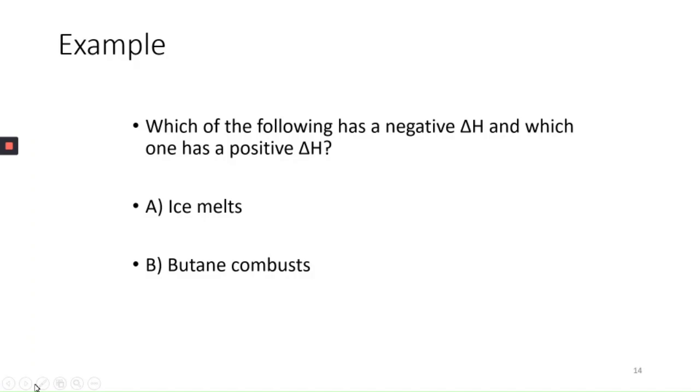So let's see if we could apply this. Which of the following has a negative delta H and which has a positive? So ice is melting. In order for ice to melt, you have to add heat. So that means heat is going into the system. So delta H would be positive, and this is endothermic.